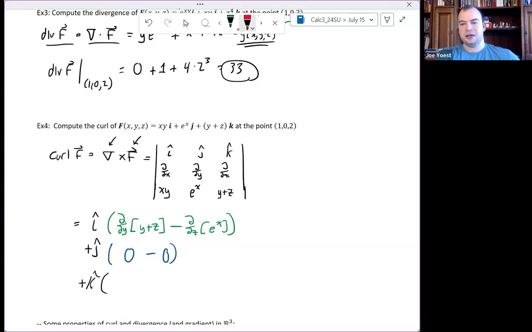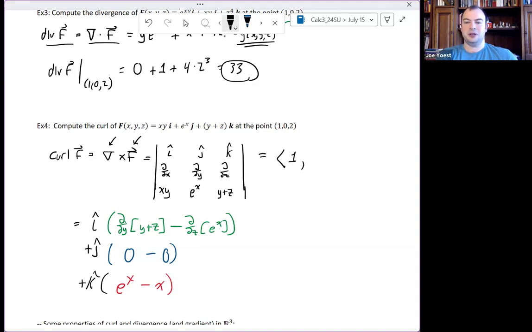And then plus k, it wraps around. Top left to bottom right, d dx of e to the x is e to the x, minus going top right to bottom left, d dy of xy is x. So the curl of f turns out to be the vector function: d dy of y plus z is just 1, minus d dz of e to the x is 0.